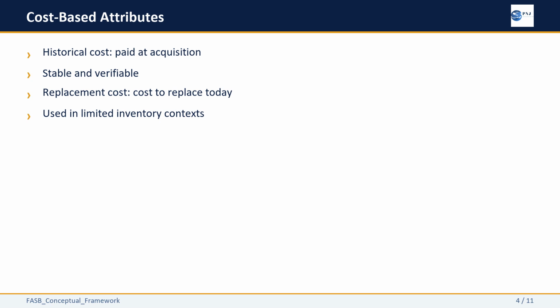Let's start with the cost-based attributes. Historical cost is the amount paid or the fair value of what you gave up at the moment of acquisition. Its great virtue is that it is stable and verifiable, which is why it anchors property, plant and equipment, most intangibles, and inventory at cost. The second is current replacement cost, the amount it would take to replace the asset today. This one shows up in limited inventory contexts, where it can approximate net realizable value. Cost attributes trade away timeliness for reliability. The number is solid, even if it ages.